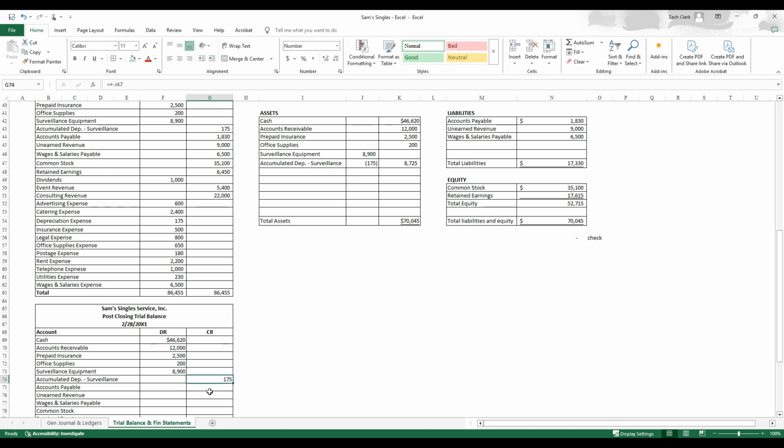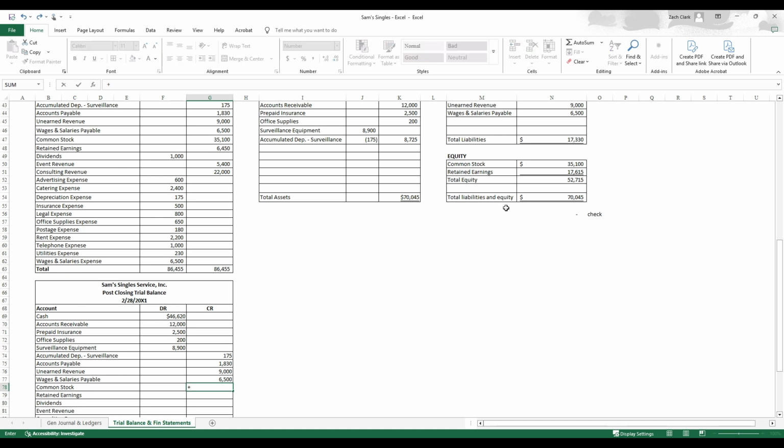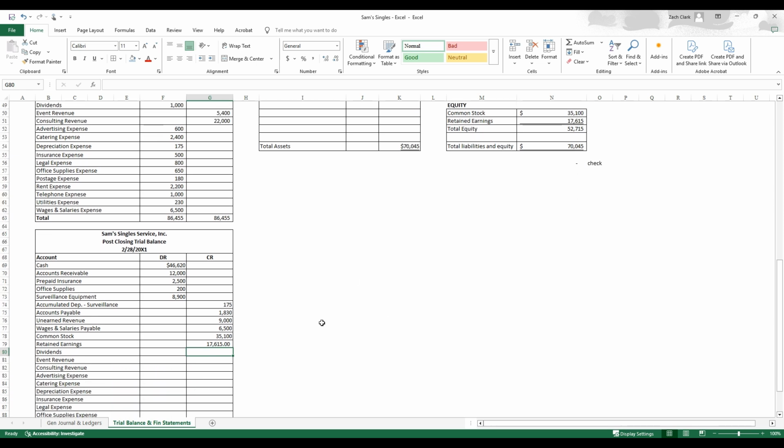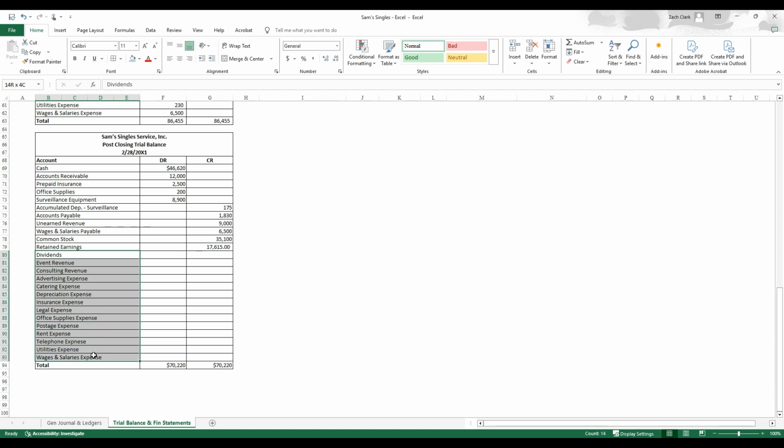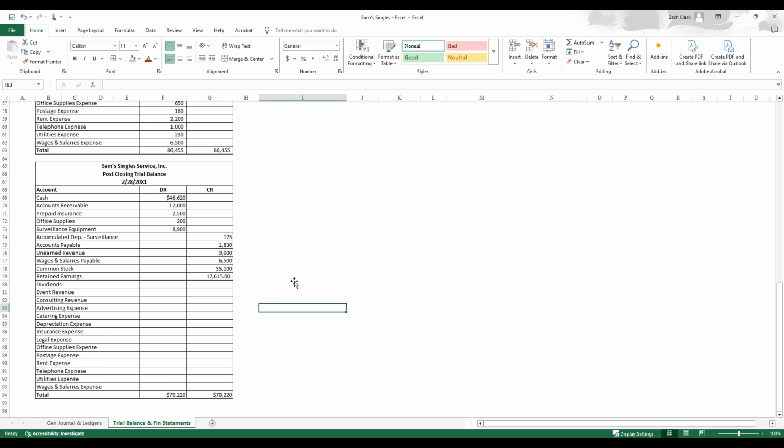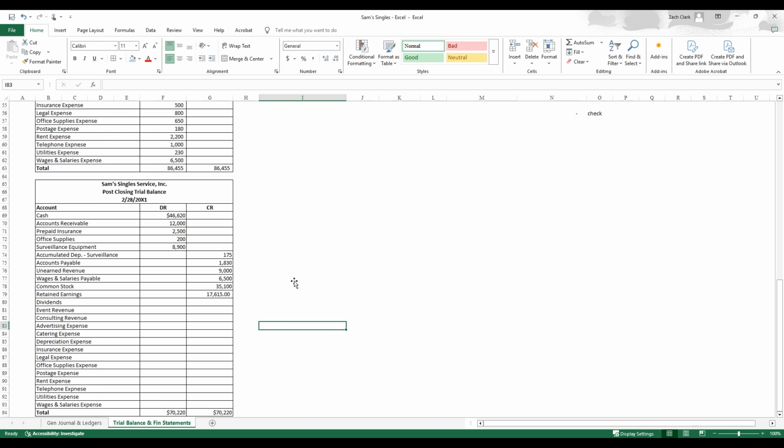Equal negative to get a credit there. And then we're going to say accounts payable, unearned revenue, wages and salaries payable. And then common stock will be what it is. But retained earnings is now the 17,615 that we saw when we did all of our closing. And all of these other temporary accounts are now 0. No balance in there. Our debits and credits still match. And going forward, when we start March, these are all ready to be transacted into and start accumulating revenues and expenses and dividends again.